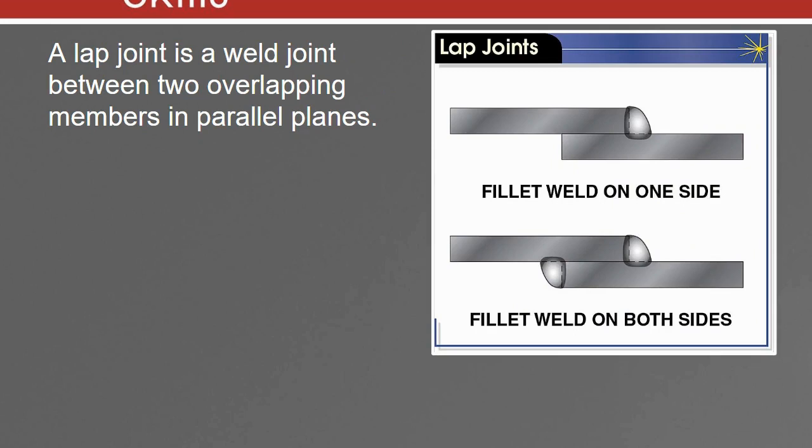A lap joint is a weld joint between 2 overlapping members in parallel planes. This is a lap joint, but this is also a fillet weld. Take a look at the angle, and the way that this is sitting right here, this is actually a horizontal fillet weld. Now you can have one weld on the top and then also on the bottom. So you can have a single fillet weld, or you can have a double fillet weld. It really depends on what it is that you're doing.